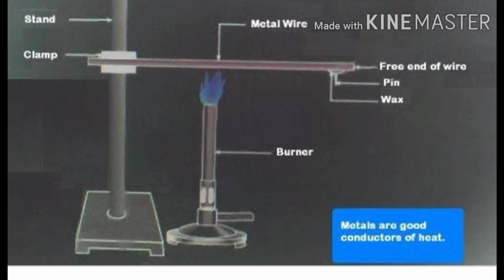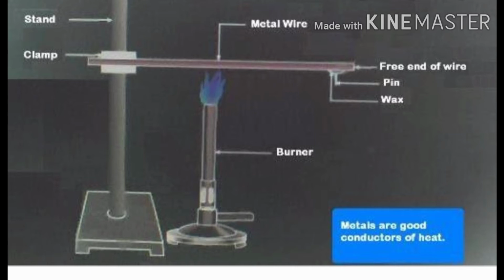Take any metal wire. Let us take aluminium here, or you can also take copper wire, and clamp this wire on a stand as you can see in the figure. Fix a pin to the free end of the wire using wax. Now, what we are going to do is heat the wire with a spirit lamp, or you can use a burner also. We will place it near where it is clamped.